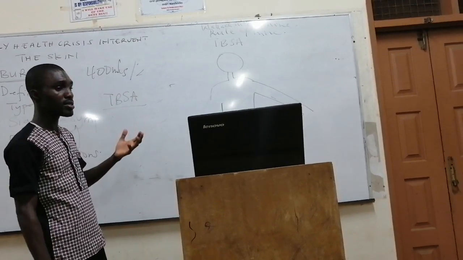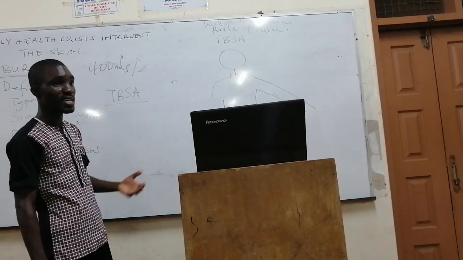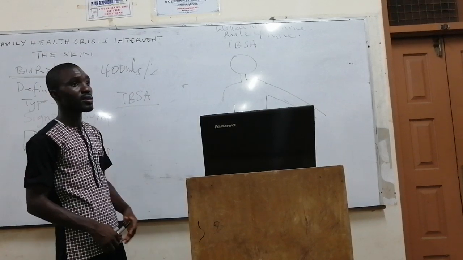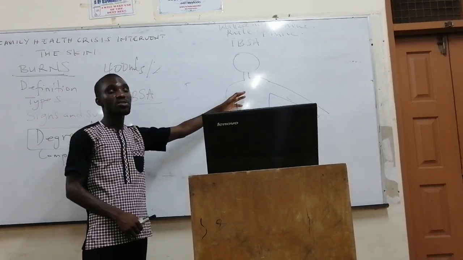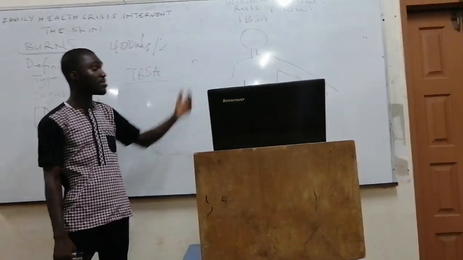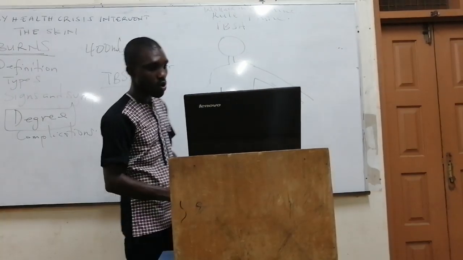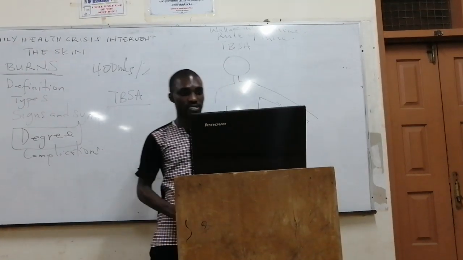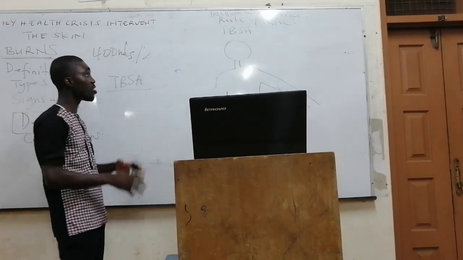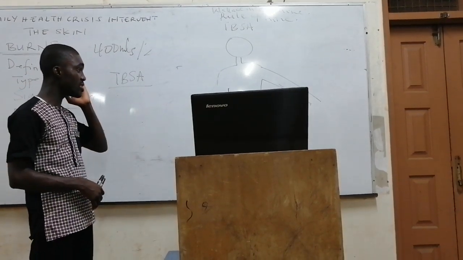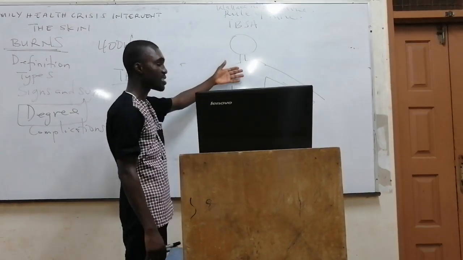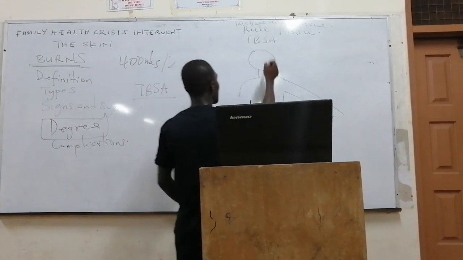We have one that we term the rule of 9. The one who propounded it is termed Wallace, so we term it the Wallace rule of 9. We are going to look at how we can calculate the percentage of the total body surface area using the Wallace rule of 9. So we are looking at the percentage for an adult, right?